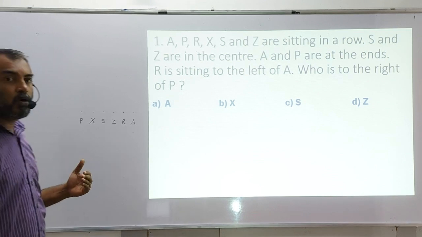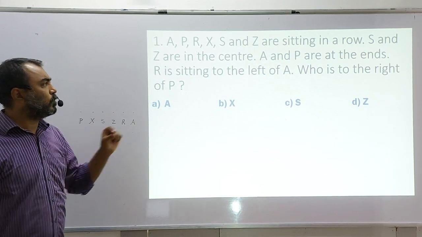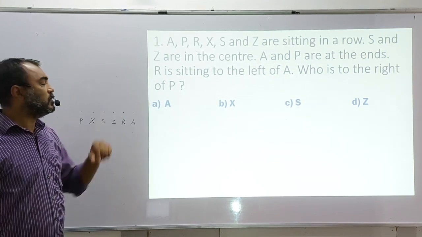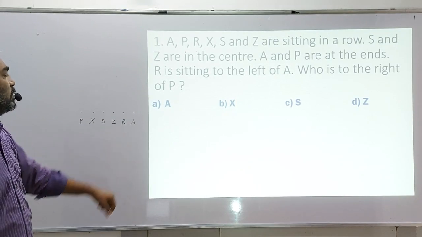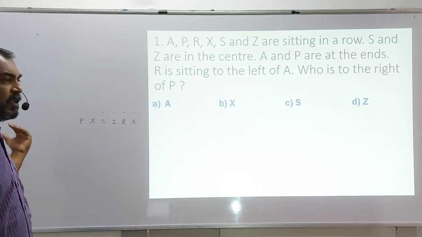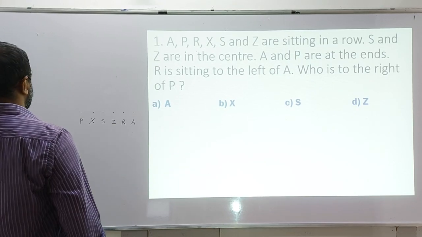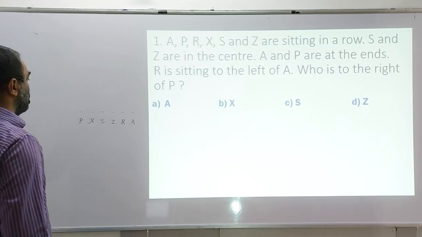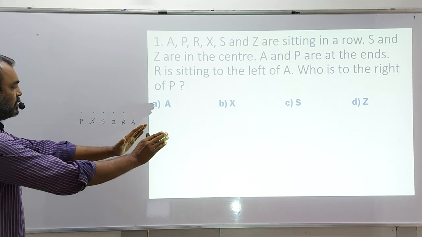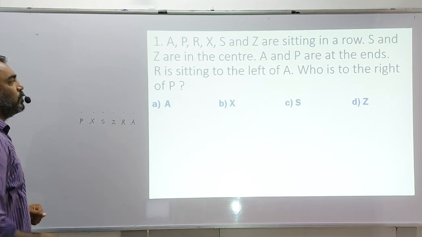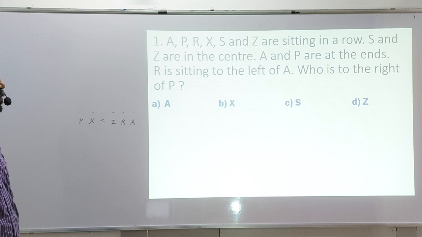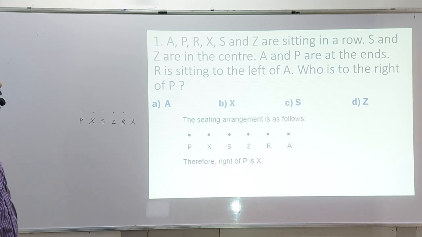So you have to find the person to the right of P, on the right side of P. Here what you can observe is, you have to draw the row. Based on the instructions, you have to write down the people sitting. You should know which is the left side and which is the right side. So when I am drawing on the board, this is my right side and this is my left side, like the number line. And now I give the solution.